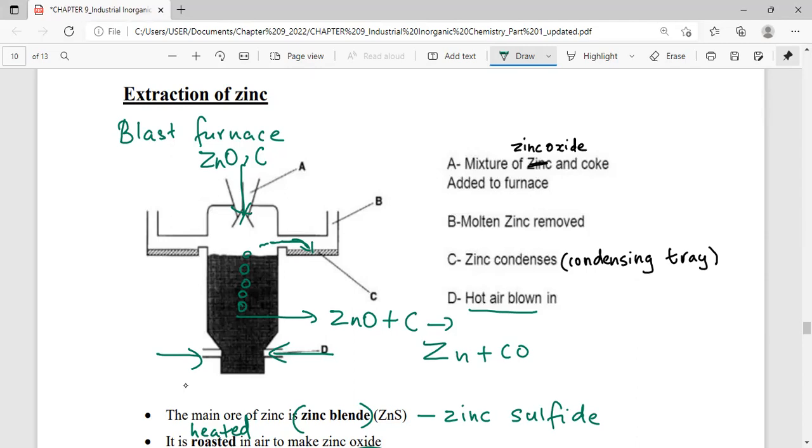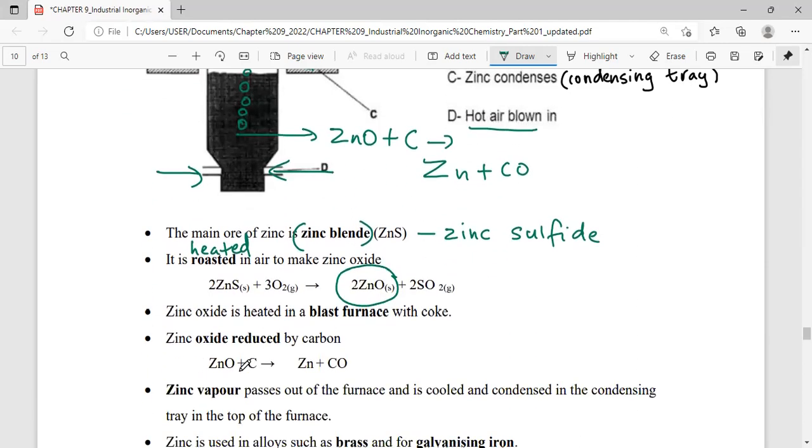So when you look at the extraction of zinc, it is much simpler than the extraction of iron. There are not that many steps. Only two. One reaction happens outside the furnace, and the second reaction happens inside the furnace. Okay, so outside the furnace, the zinc sulfide is heated to form zinc oxide and sulfur dioxide. The zinc oxide and the carbon are put into the furnace, and due to the heat, the zinc oxide is reduced to form zinc. Okay, so that's about it for zinc extraction.